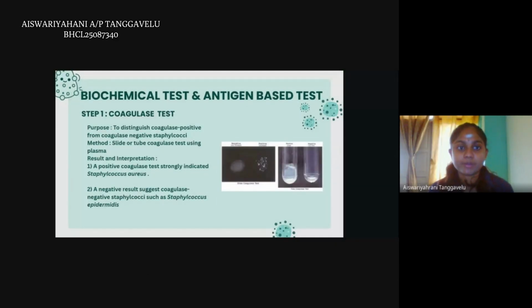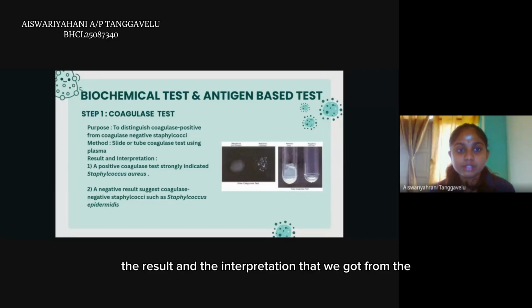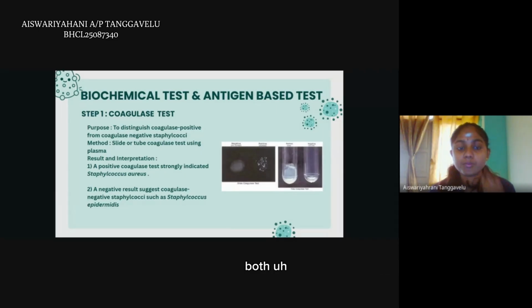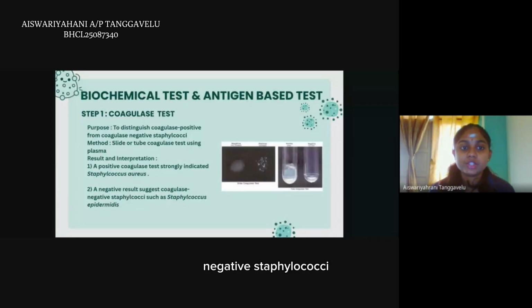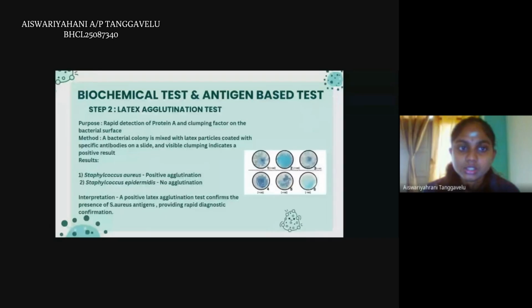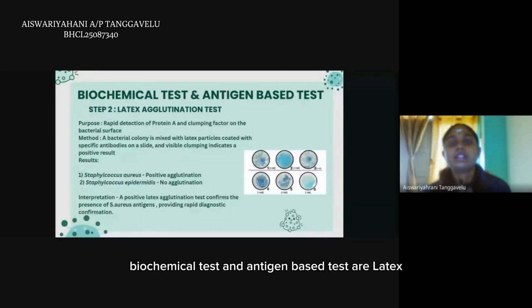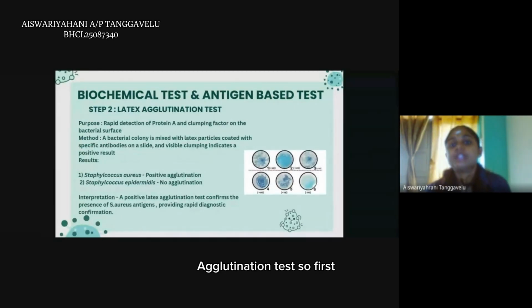using plasma. The result and interpretation that we got from both Staphylococcus aureus and Staphylococcus epidermidis are: a positive coagulase test strongly indicates Staphylococcus aureus, and a negative result suggests coagulase-negative staphylococci such as Staphylococcus epidermidis. The second biochemical and antigen-based test is the latex agglutination test.